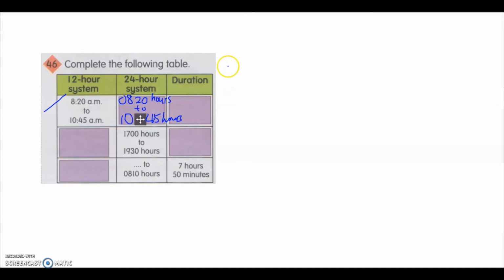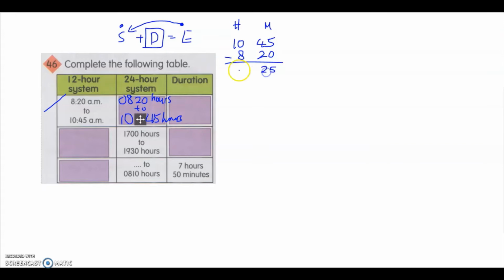Okay, then we need to find the duration. Now starting time plus duration equals ending time. So to find duration, you take ending time minus the starting time. So the ending time is 10:45. Okay, here is the hour, the minutes, minus the starting time, 8 hours 20 minutes. So you minus, you get 2 hours 25 minutes, right? 2 hours 25 minutes.